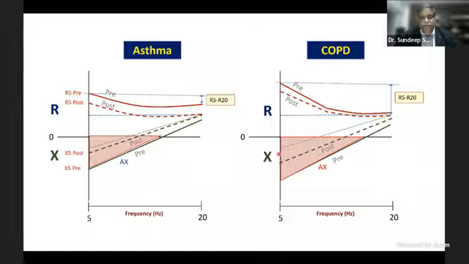Similarly, if you look at the X5 value in a patient of COPD, it becomes very, very negative, more negative. The resonant frequency shifts to the right, and the area of reactance becomes much bigger. If you give a bronchodilator to a patient of COPD, the X5 value becomes less negative, the resonant frequency shifts to the left, and the area of reactance, this triangle, becomes smaller. So if you have to evaluate some element of bronchodilator responsiveness in a patient of COPD, reactance parameters will show you a better response than the resistance parameters.